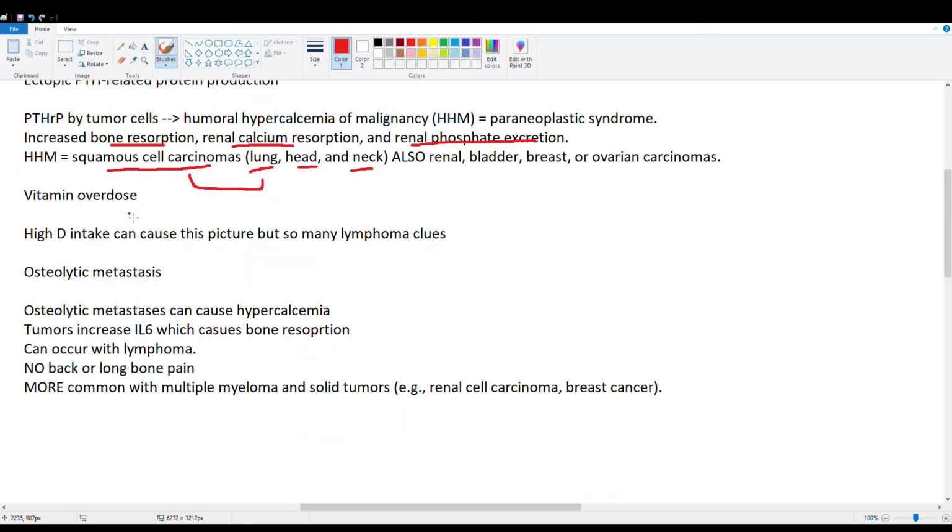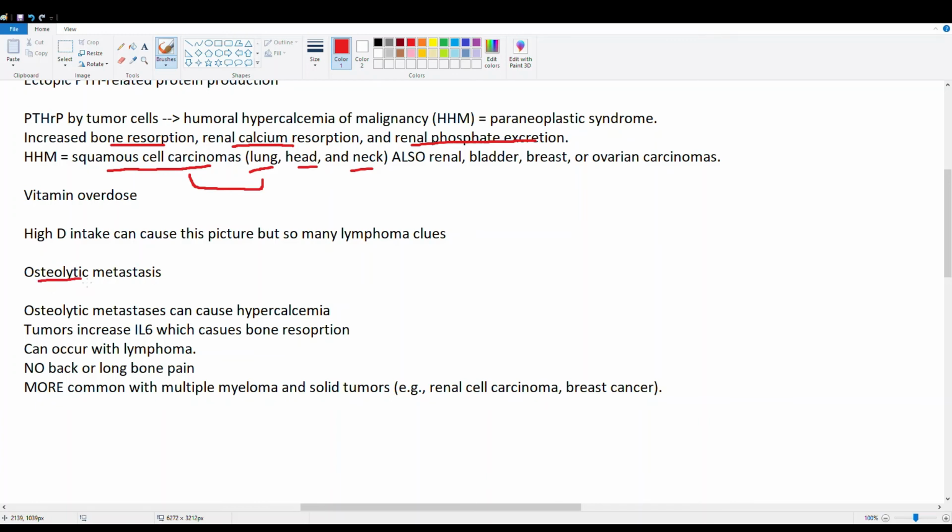Then we have vitamin overdose. Let's say you're taking a lot of vitamin D; that can cause this kind of picture. But would a vitamin overdose produce a large neck lump and fever? Probably not. It would produce similar labs, that's true, but it wouldn't produce this large neck mass and the sequelae we're seeing. So that's how we eliminate this answer.